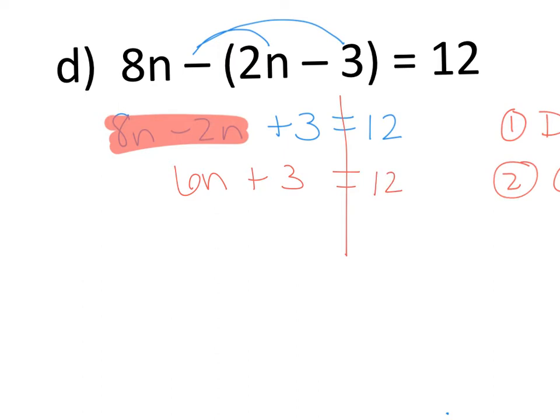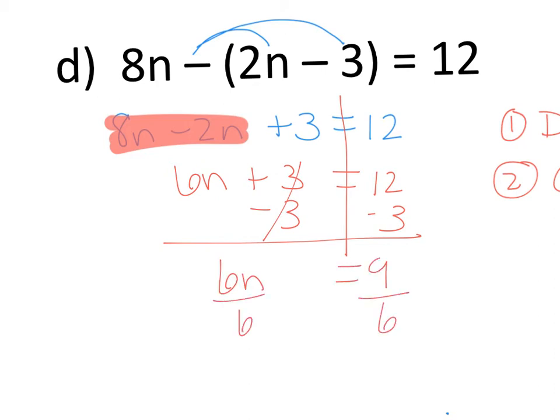I'm going to subtract the 3 off for both sides. So I have 6n left on this side, and I have a 9 left on this side. I'm then going to divide by 6 on both sides. So n equals 3/2 when I reduce my fraction. Again, fractions are okay, so don't stress out if you get a fraction answer.